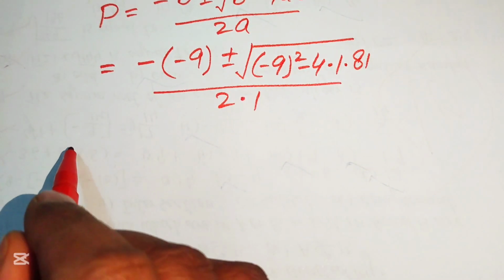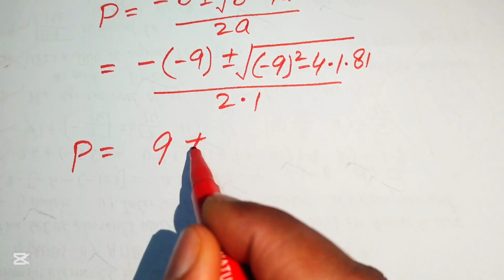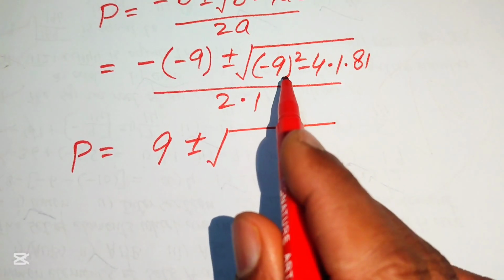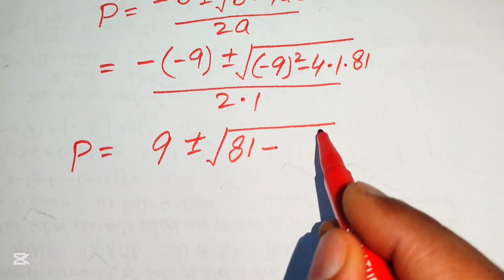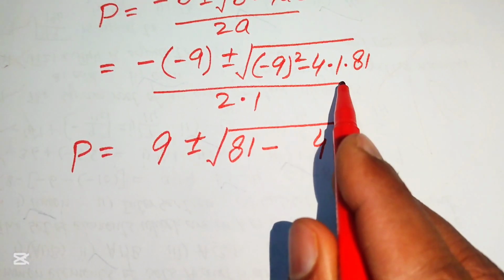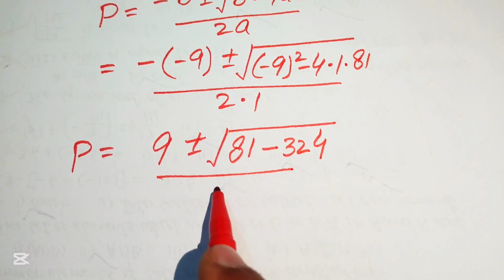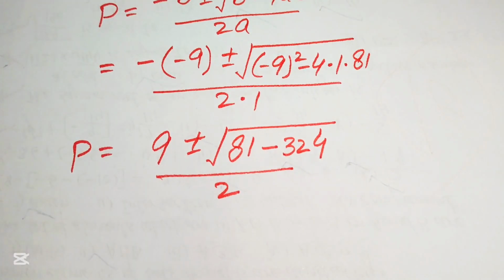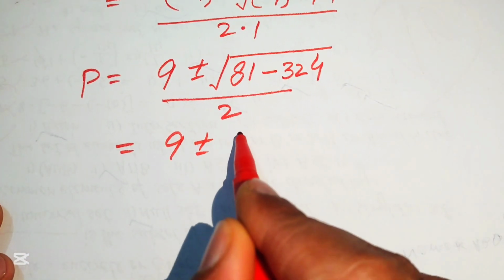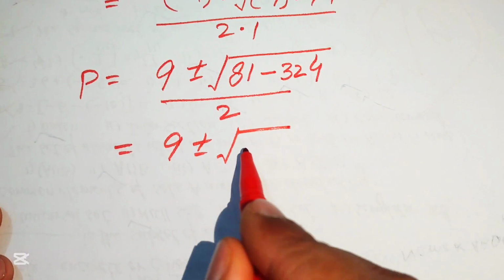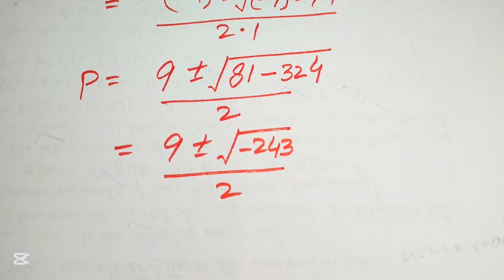Further you see here we have p equals, this is minus times minus becomes plus 9, plus minus square root of this minus 9 square equals 81, minus 4 times 81 equals, 4 ones are 4 and 4 eights are 32, so it becomes 324, and it is divided by 2 ones are 2. So 81 minus 324, equals 9 plus minus. This subtraction equals minus 243, and it is divided by 2.